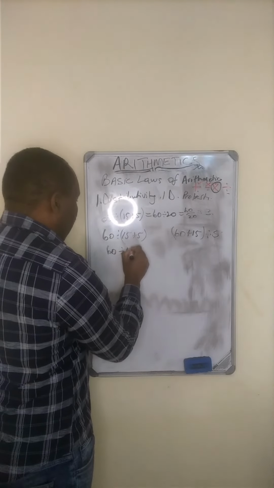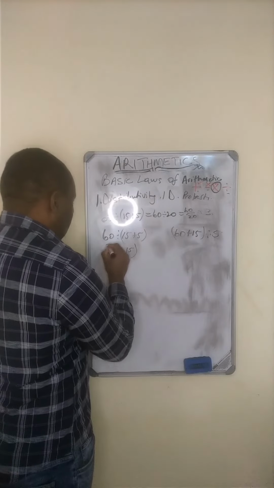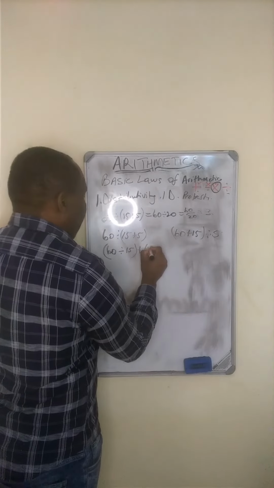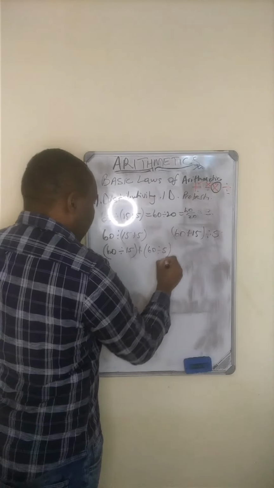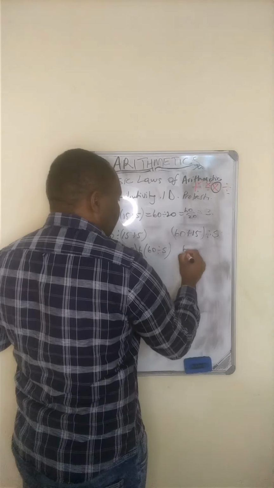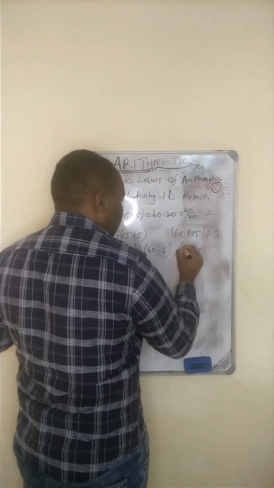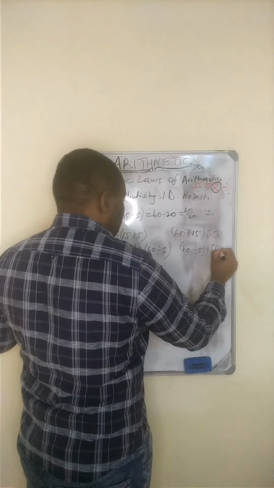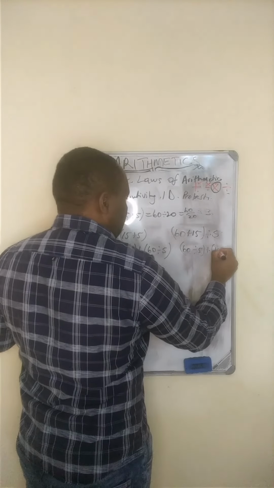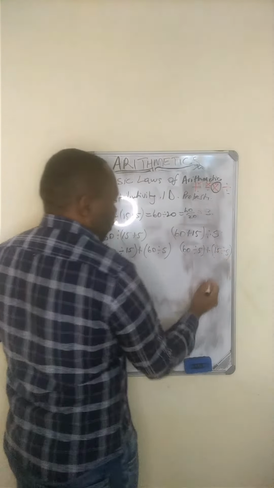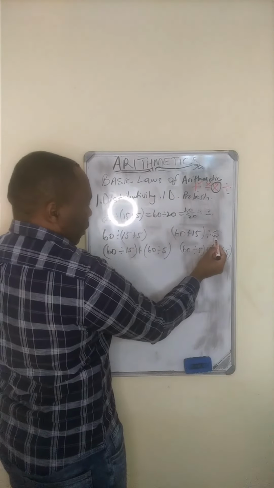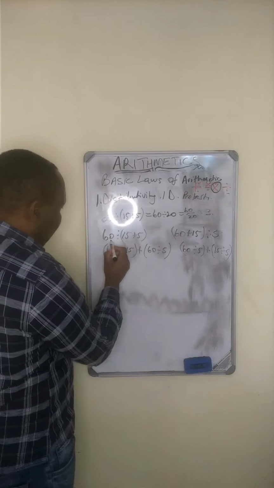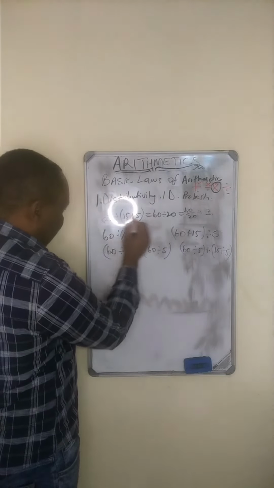Remember, 60 divided by 15, because we are distributing it, plus 60 divided by 5. We come this side, we say 60 divided by 5 plus, open bracket, 15 divided by 5, because we divide it from this side. So it's 60 divided by 5 plus 15 divided by 5. This side, it's 60 divided by 15 plus 60 divided by 5.